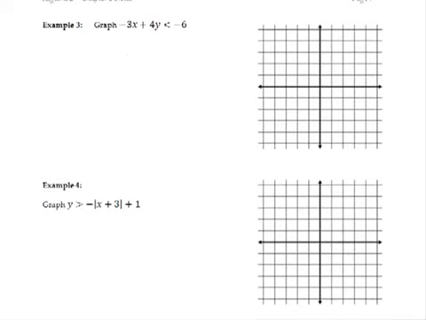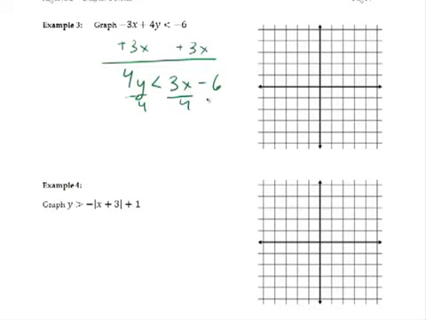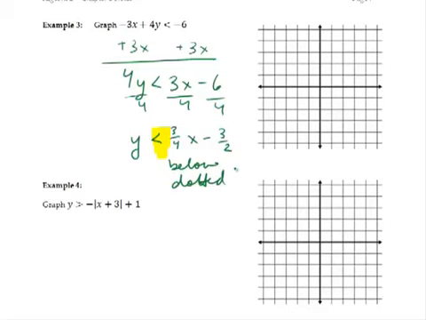Here's an example where your equation is not solved for y, so you have to rearrange it to get it in the right order. To do this, we'll go ahead and move the 3x over. So we get 4y is less than 3x minus 6. Divide everything through by 4. So we get y is less than 3/4 x minus 3/2. Again, our symbol tells us that we will be shading below this time and that it will be dotted.